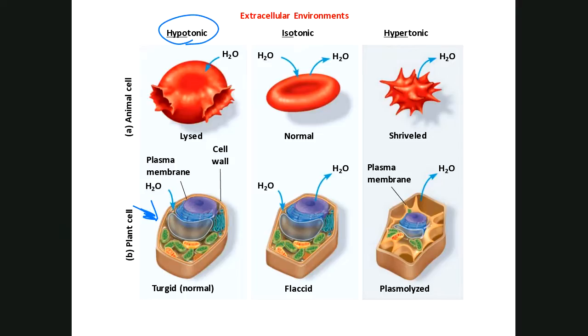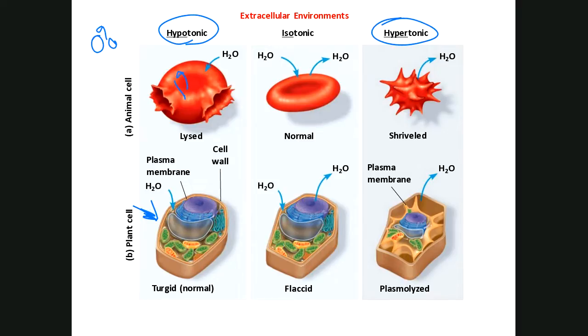Skip the middle one for a second, but go to the other side. Hyper now means higher, so higher solute. So now you're in the ocean. In the ocean, water is going to go out into the ocean from your cells. You're 1%. The ocean's 3.5%. So let's go with 0% when you're hypotonic. 1% here.